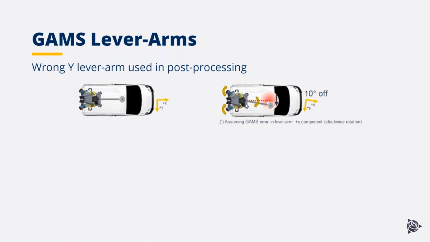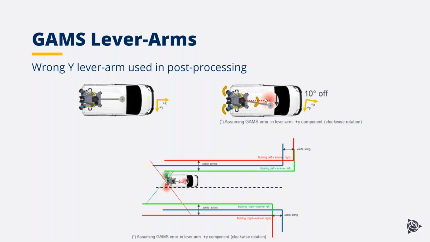So we have here on the left side a correct lever arm, but on the right side we have a wrong Y lever arm, which gives us information so that actually the system would be clockwise rotated from the top view. So it's actually giving us wrong information if the Y lever arm is so different that it gets rotated like this. In this case, you might see this kind of effect in the data.